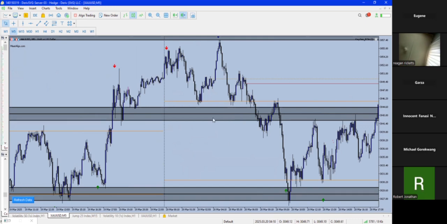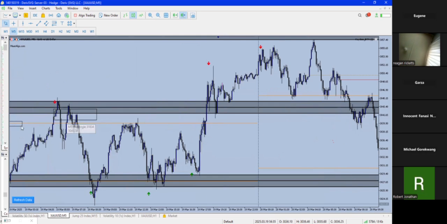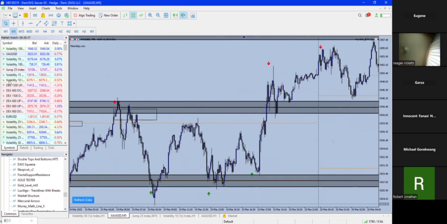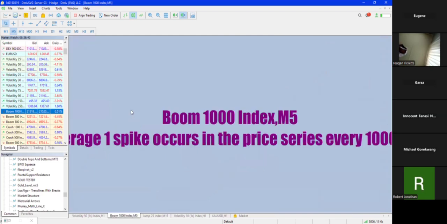For the Boom 1000, I'm still working on the settings, because what I don't have at the moment are the zones for the Boom 1000 and the Crash 1000. The Boom and Crash, we still don't have the settings as for now. So I'm still testing which one could be close, because the closest would be to use the cryptocurrency ones. But the zones, they are too close to each other.